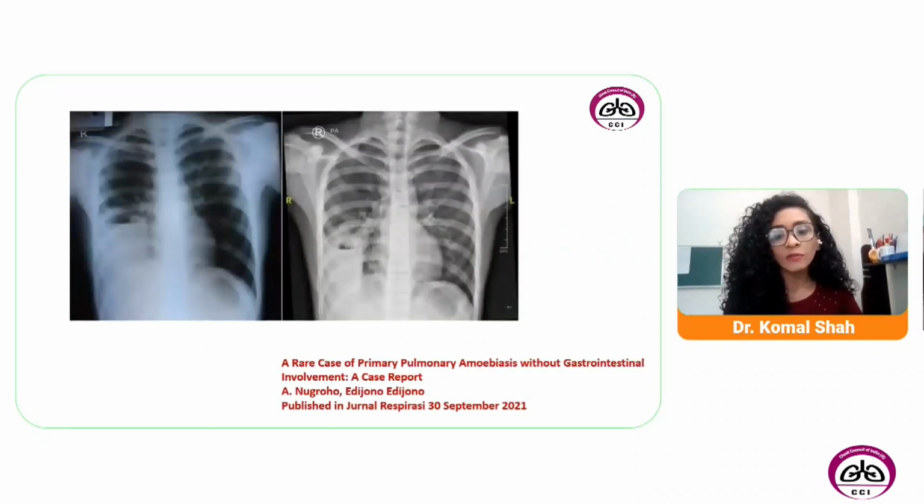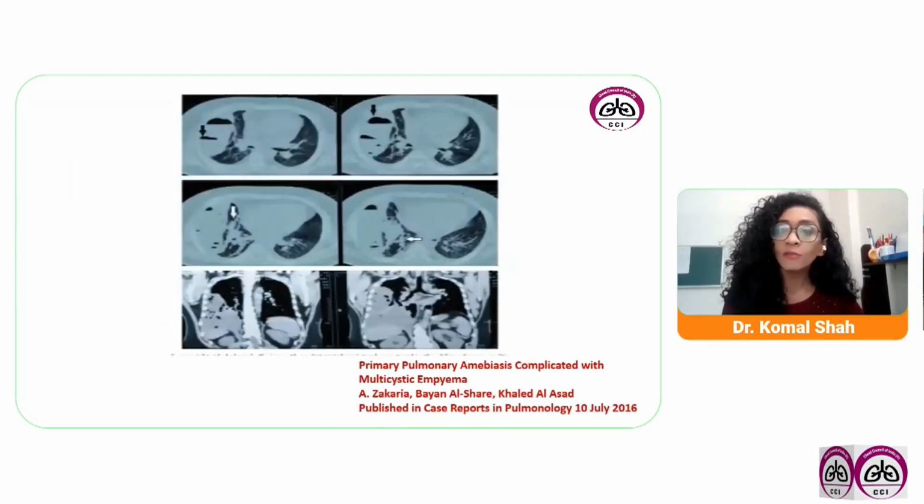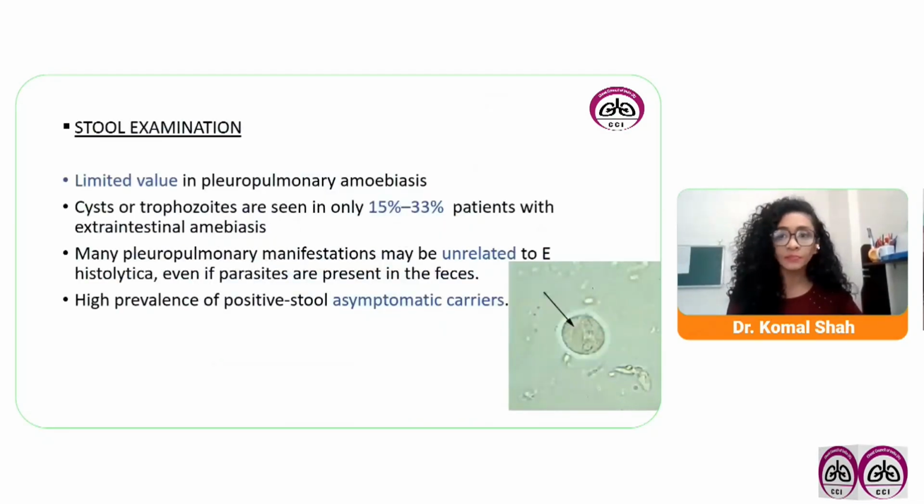So this is a case report which was presented in September 2021. This is the case of primary pulmonary amoebiasis without GI involvement. Another case of primary pulmonary amoebiasis, here it is presented as multicystic empyema and presented in 2016.